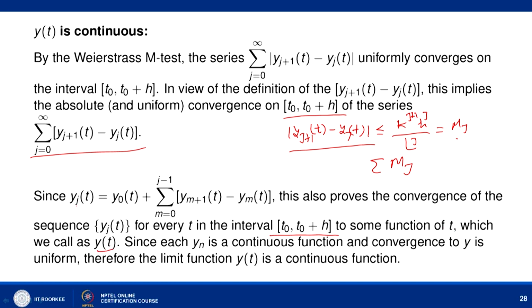Now, we know that each yn is a continuous function and the convergence to y is uniform. So, we can say that the limit function is also a continuous function. We need to observe only that the convergence which we have discussed is a uniform convergence, and each yj(t) is basically a sum of these things, and each component is a continuous function. So, we can say that it will converge to a continuous function, and so y(t) is a continuous function.